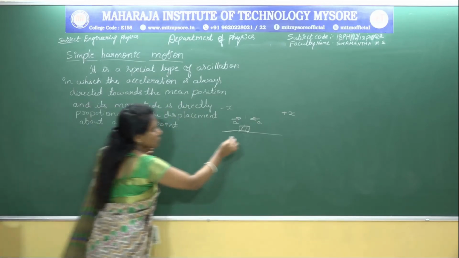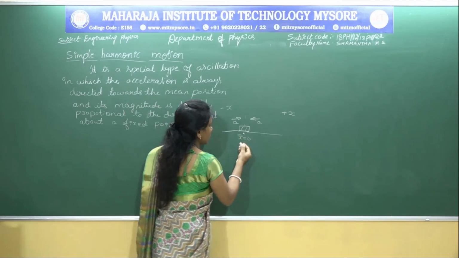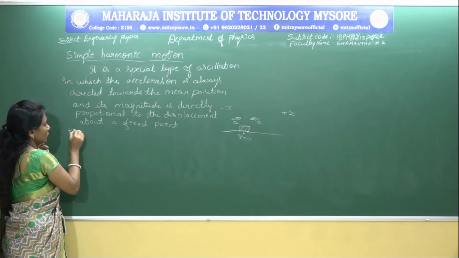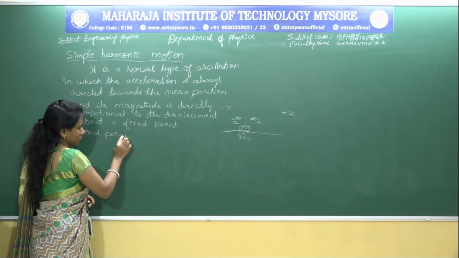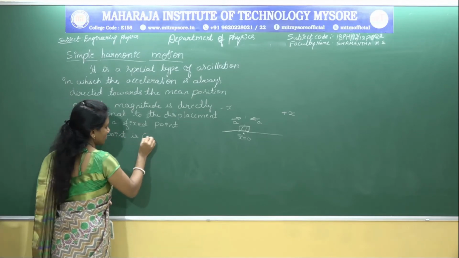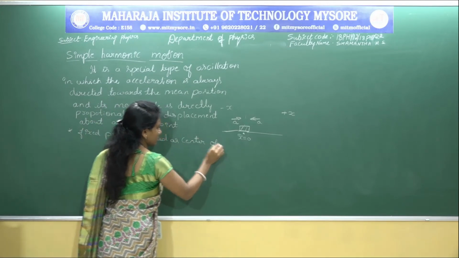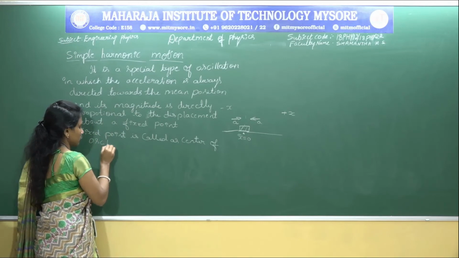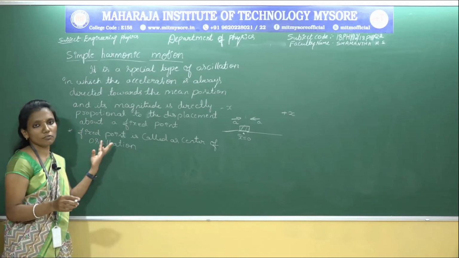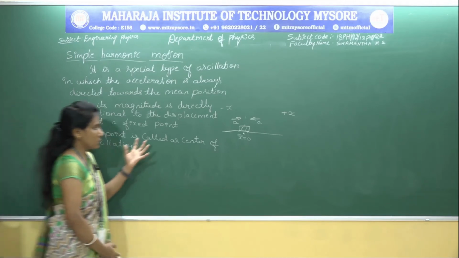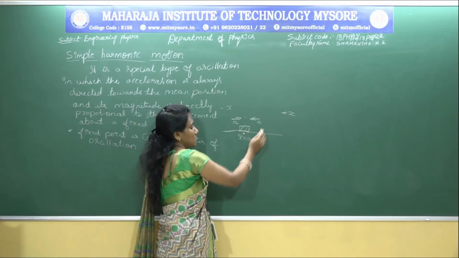And this is about the fixed point. So what is that fixed point? It is called the center of oscillation. So the acceleration is always directed towards it, and the magnitude is directly proportional to the displacement.